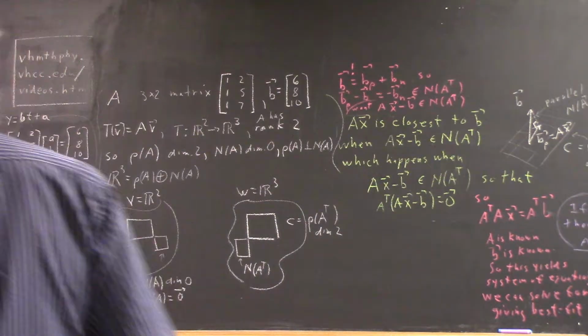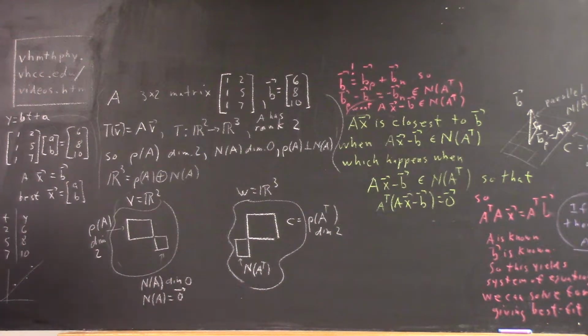Okay, we want to get a linear model for this datum. Now, linear models are of the form y equals bt plus a. So here's our matrix equation that corresponds to this model. You can verify that easily.